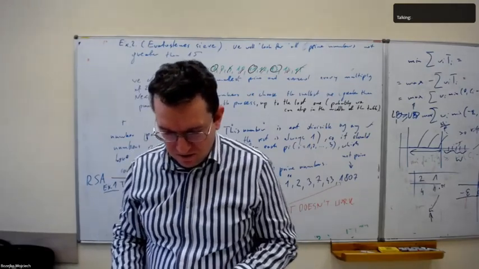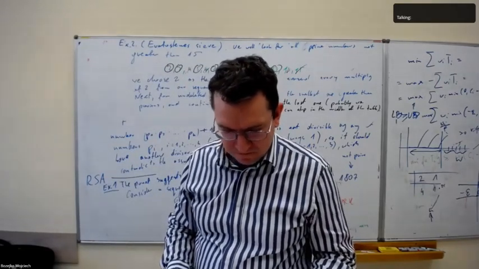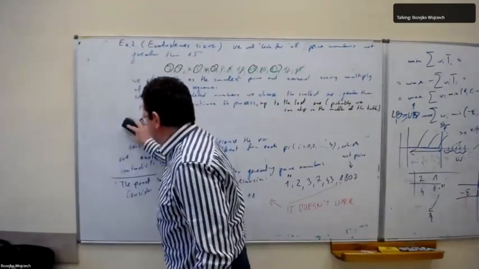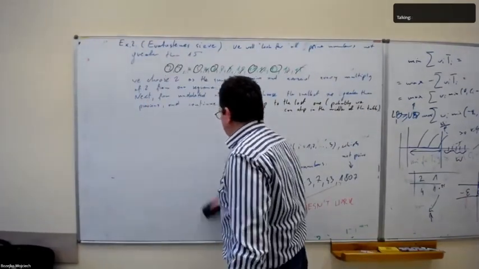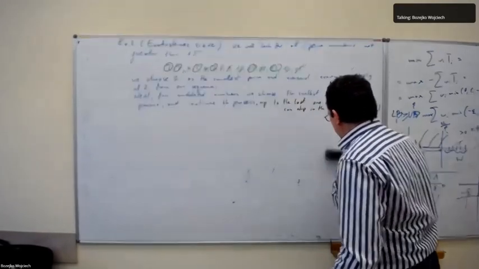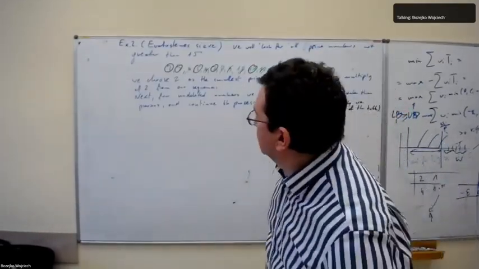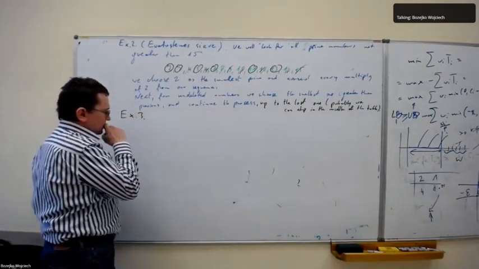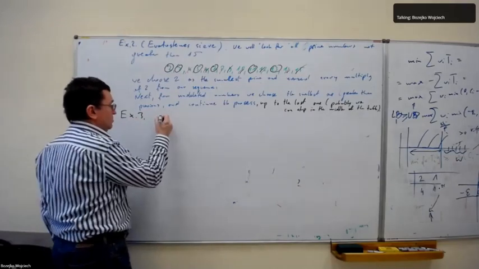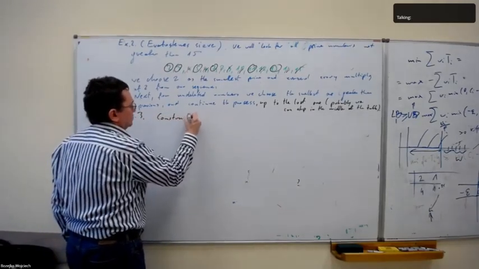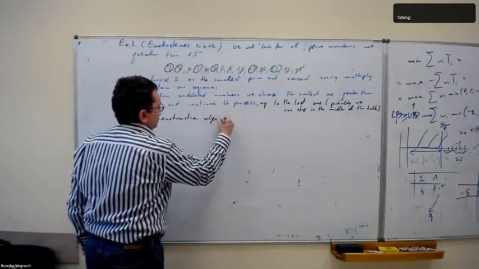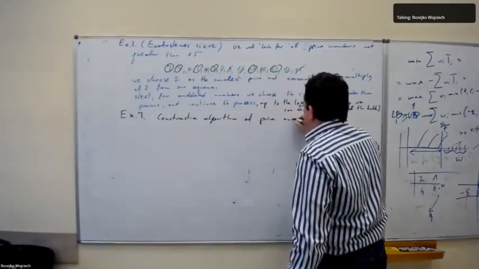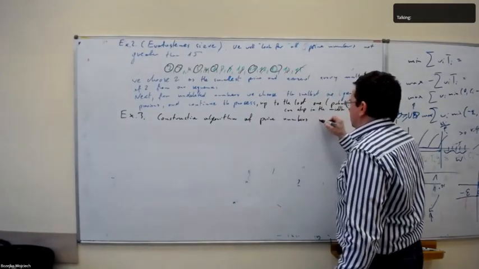Another method, quite intentional, is iterational generating of primes. Example 2, 3. Constructive algorithm of prime numbers generation.